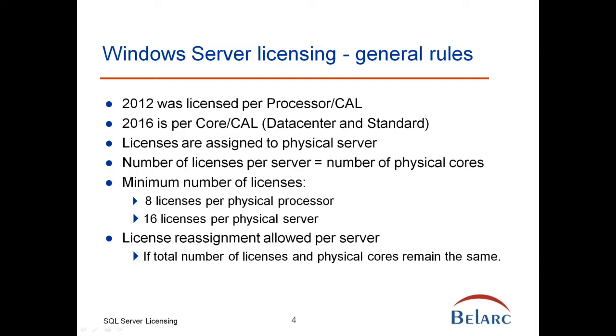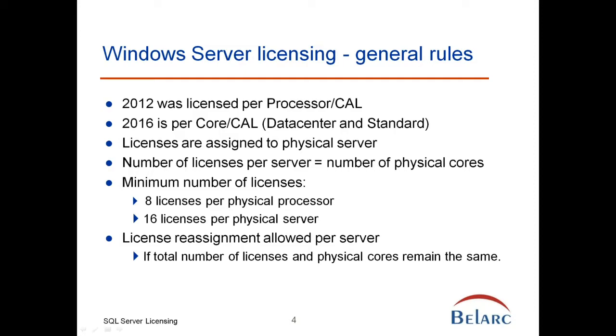As before, licenses are assigned to physical servers, and you only license by the physical server. I was thinking of SQL Server where things are a little more complicated, but with Windows Server, you license by physical server and you count by the characteristics of the physical server. So the key characteristic is the core. And for a server, you need to get as many licenses as you have cores.